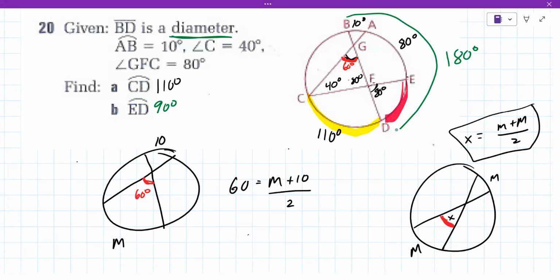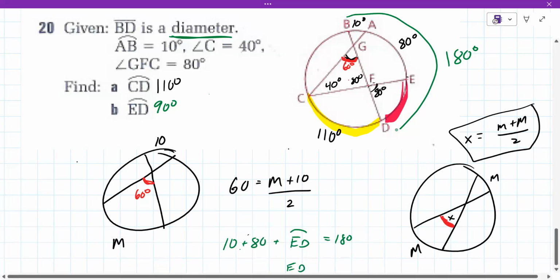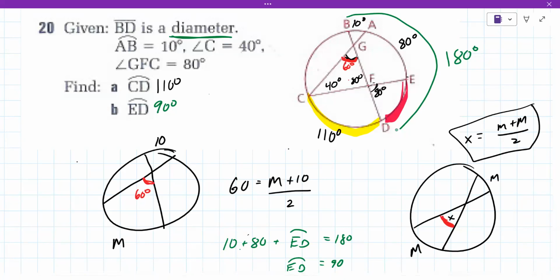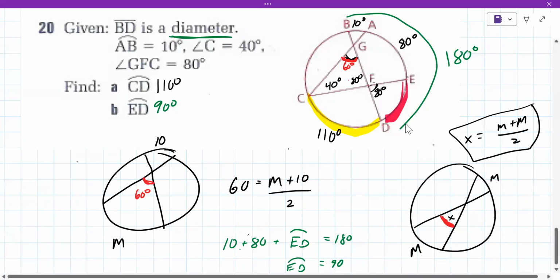Can you just write out the work, like the subtraction work for that, just so I can see? Sure. It's 10 plus 80 plus the measure from E to D equals 180, like that. Okay, yeah, that looks good.